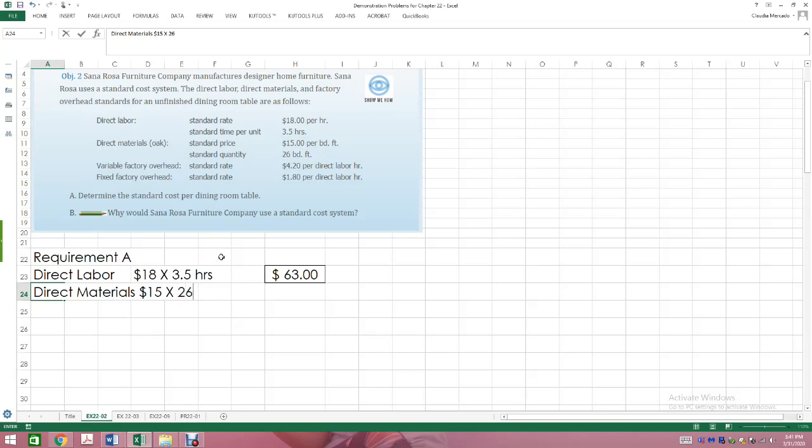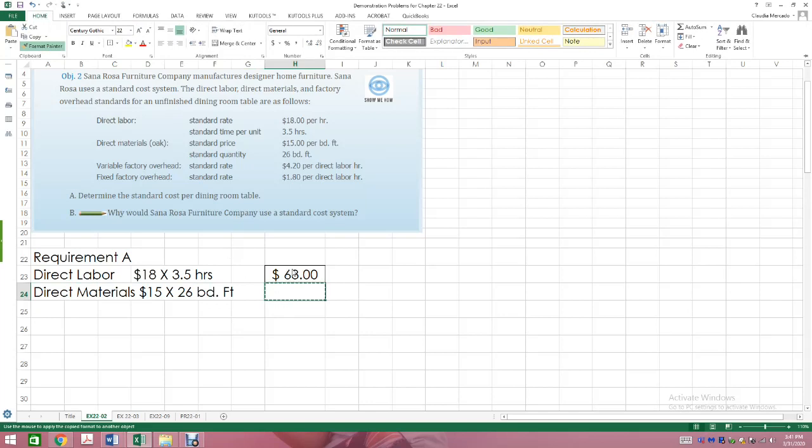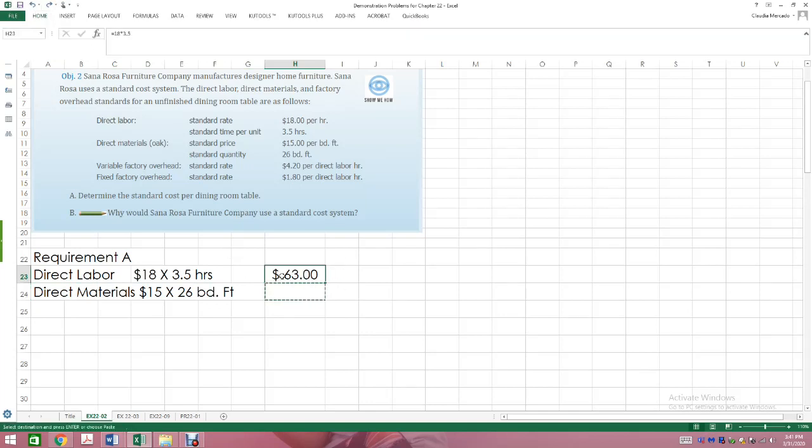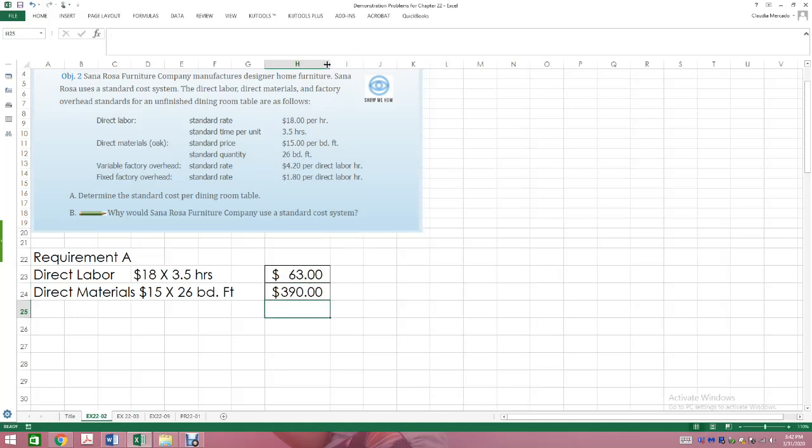So we're going to multiply that. I'm just going to copy the formatting here. So I've got the direct materials. It's $15 per board foot, and I need 26 of them. So I'm going to get $15 times 26 boards, and that is going to give me $390. So I'm going to spend $63 in labor and $390 in materials.